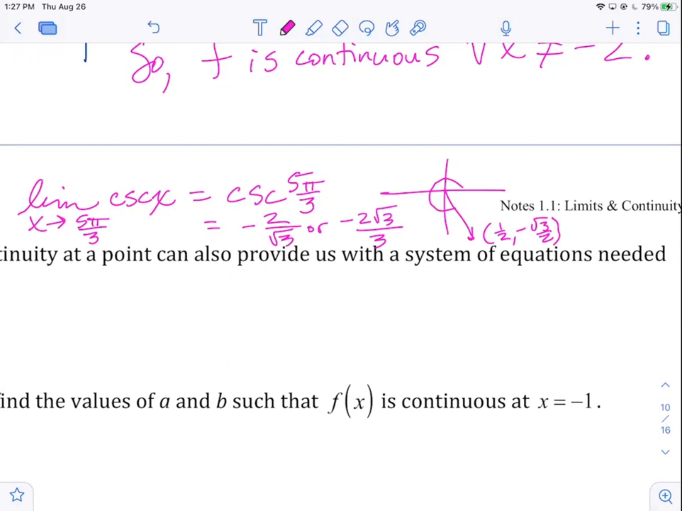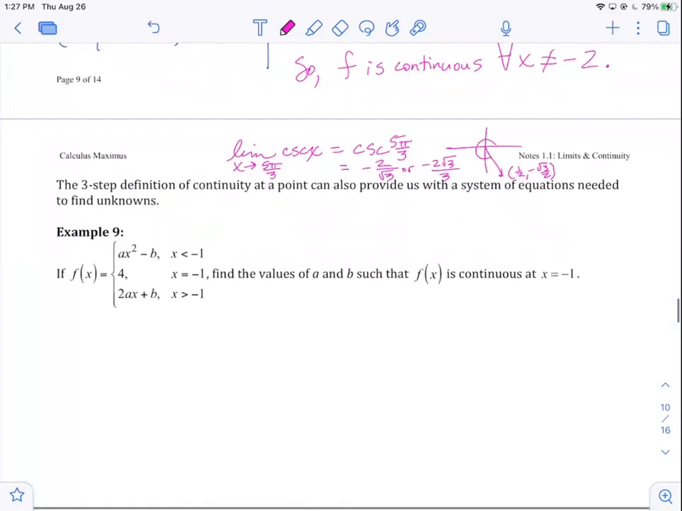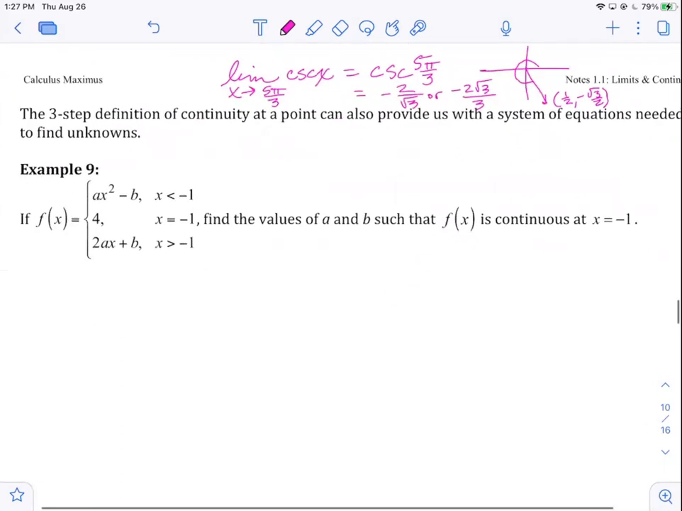Okay. All right, here we go. Let's get through example 9. We've got about 7 minutes. You can use the 3-step definition of continuity not just to determine if something is continuous, but for a question like this where you're finding unknown values of constants that make it continuous. Because it gives you a checklist, right? So let's take a look at it.